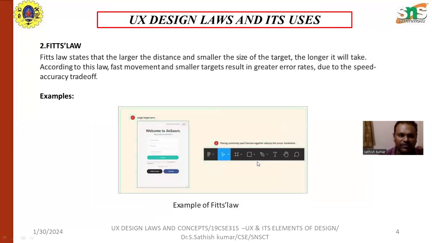Second one is Fitts's law. Fitts's law states that the larger the distance and the smaller the size of the target, the longer it will take. According to this law, fast movement and smaller targets result in greater error rates due to speed and accuracy trade-offs. See, the first one is a large target area: welcome screen with email address, password, confirm password, close. Second is placing commonly used functions together, reducing cursor movement.